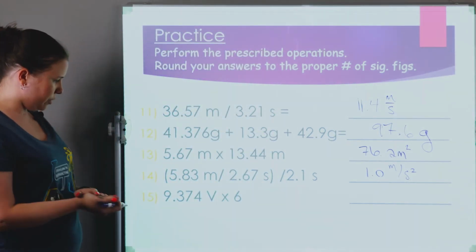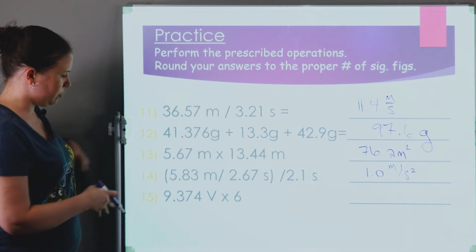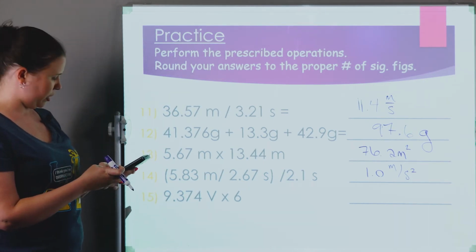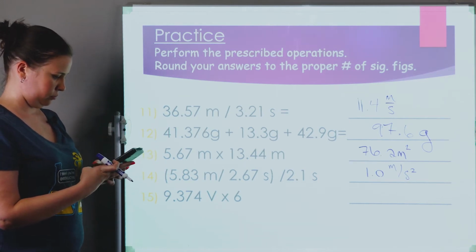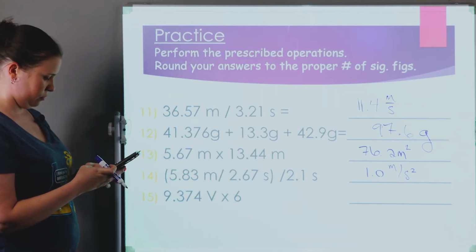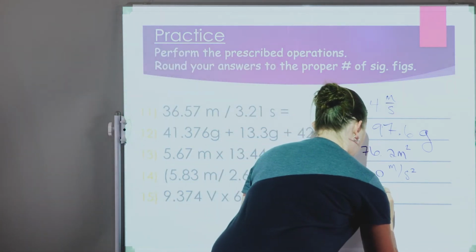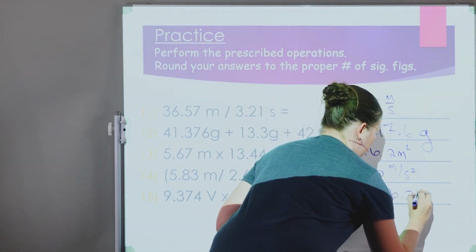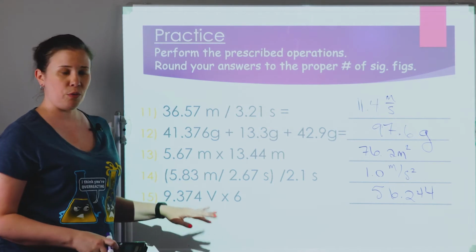All right, last one here. We have 9.374 times 6. So let's go ahead and put that in. So I get 56.244. And then we've got to determine where to round.